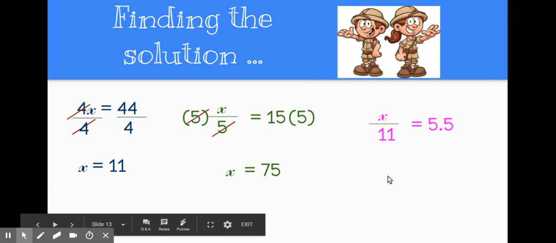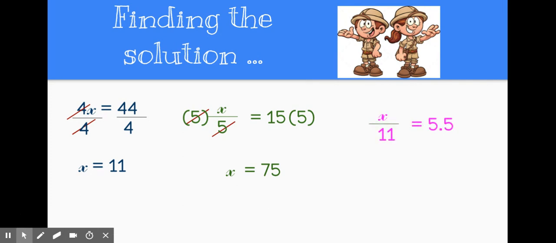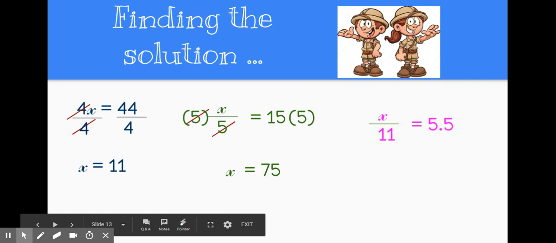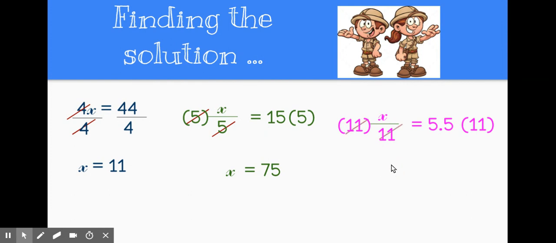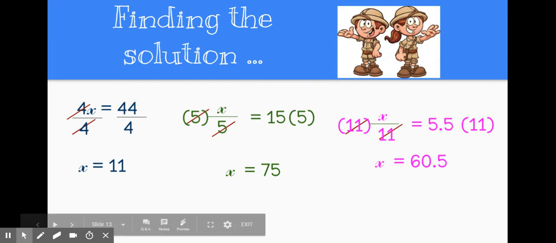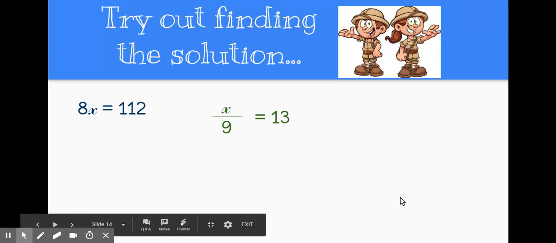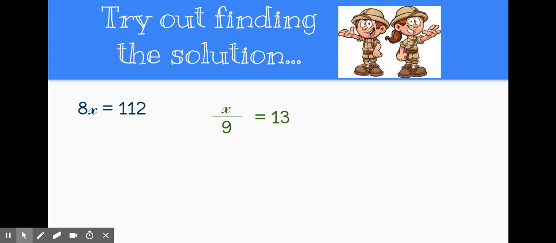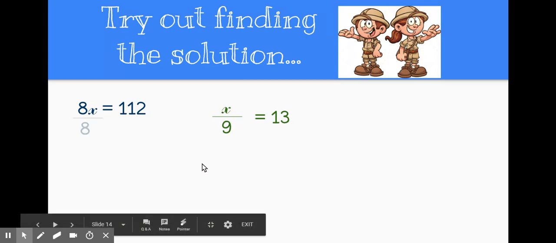How about this equation? x divided by 11 equals 5.5. To find the solution, you should have multiplied both sides by 11, enabling us to cancel out 11 divided by 11, and leaving us with a solution of x equaling 60.5. Let's try a few more. Try the blue one, 8x equals 112. We divide both sides by 8, cancel out, and our solution is x equals 14.